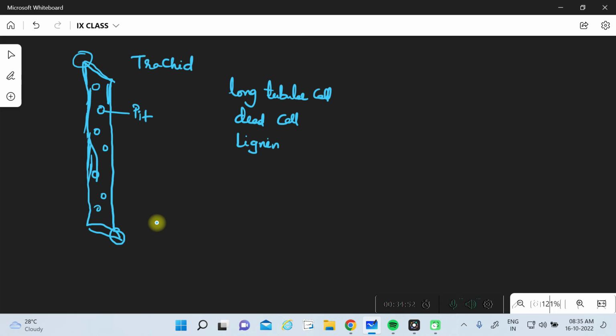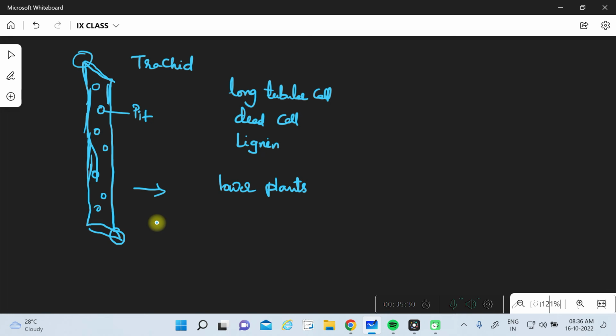Here you can see small pits are present. That is also one of the characters. Tracheids are water conducting elements in lower plants. In higher plants, tracheids are initially present in the primary structure, but they are later replaced by high capacity tubular structures which are called vessels. So this is in general regarding the tracheids.